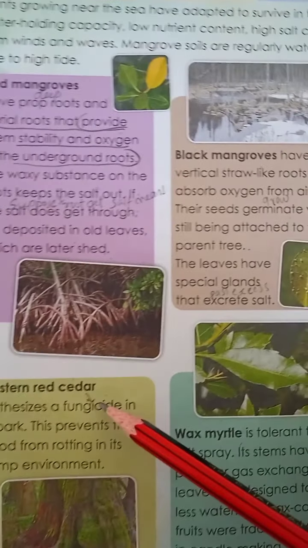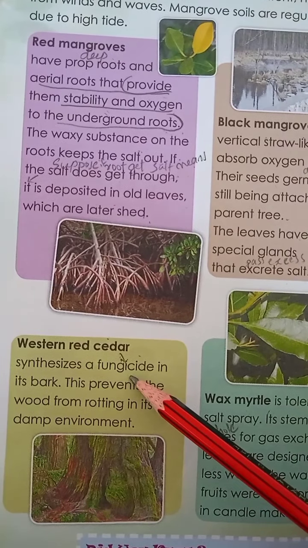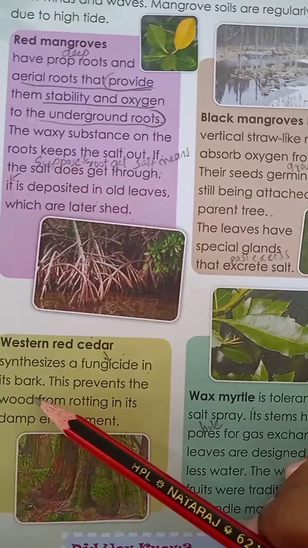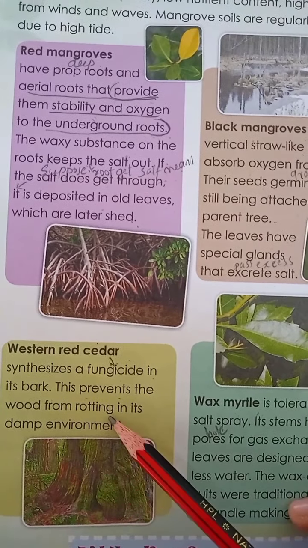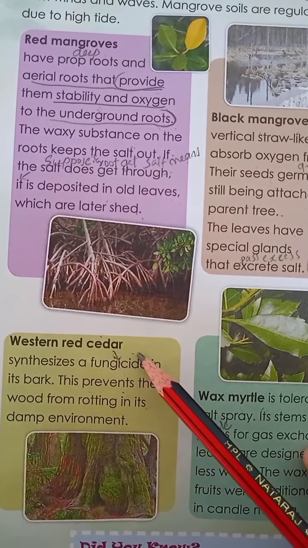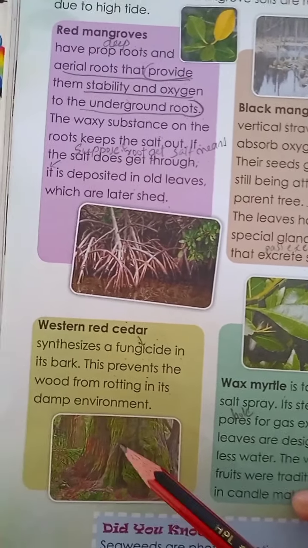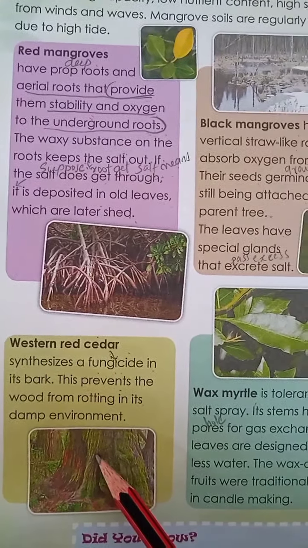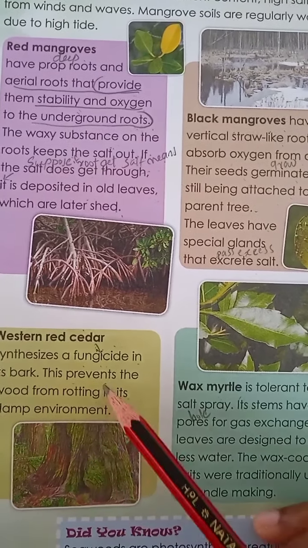Next one, western red cedar synthesizes a fungicide in its bark. This prevents the wood from rotting in its damp environment. Western red cedar synthesizes a fungicide in its bark. You can see fungicide, it will protect the trees.